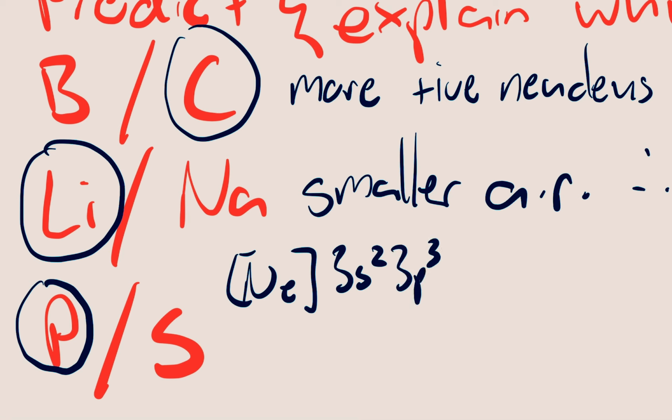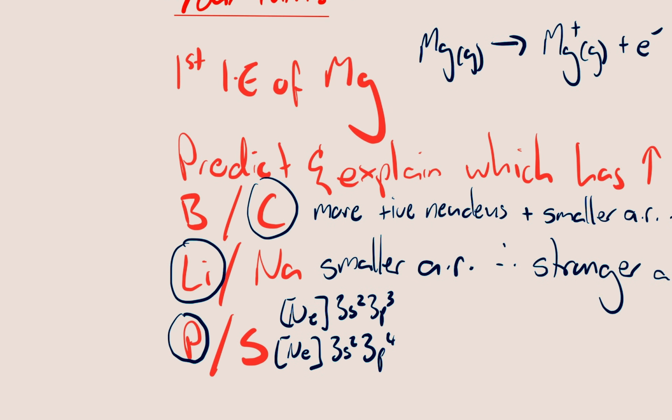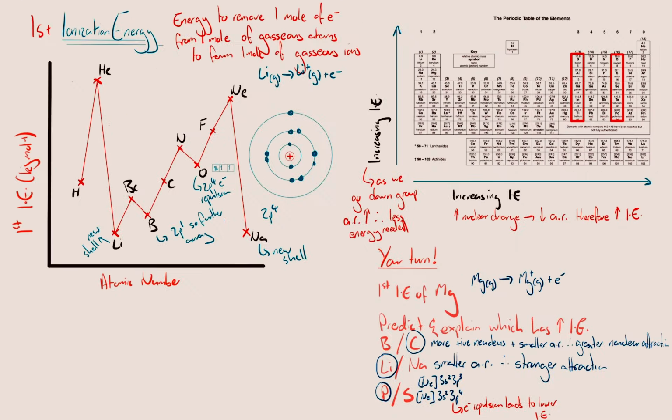And for sulfur, again we've got that Ne, 3s2, 3p4. So it's the electron repulsion here that leads to lower ionization energy. So again, whenever we're answering these, we're thinking about, first of all, is it one of our exceptions? If not, we're thinking about moving along the period or moving up the group. Happy revising, thanks.